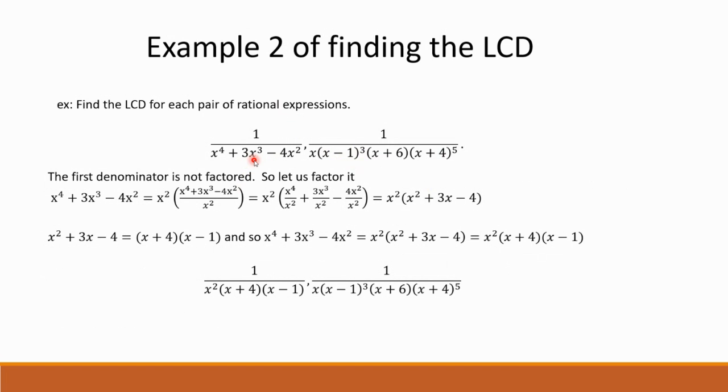Right away, you should be able to see that we can factor out x squared, mostly because x squared is the smallest power of x there. So we have x squared taken out. Now, how do we get what's left over? Dividing, just like we saw earlier. You have to divide to see what's left over. And we get x squared plus 3x minus 4.